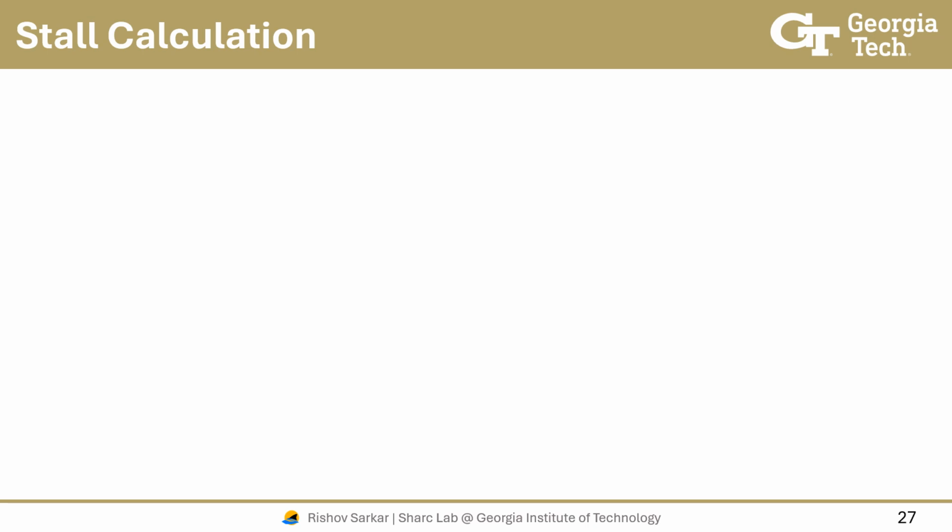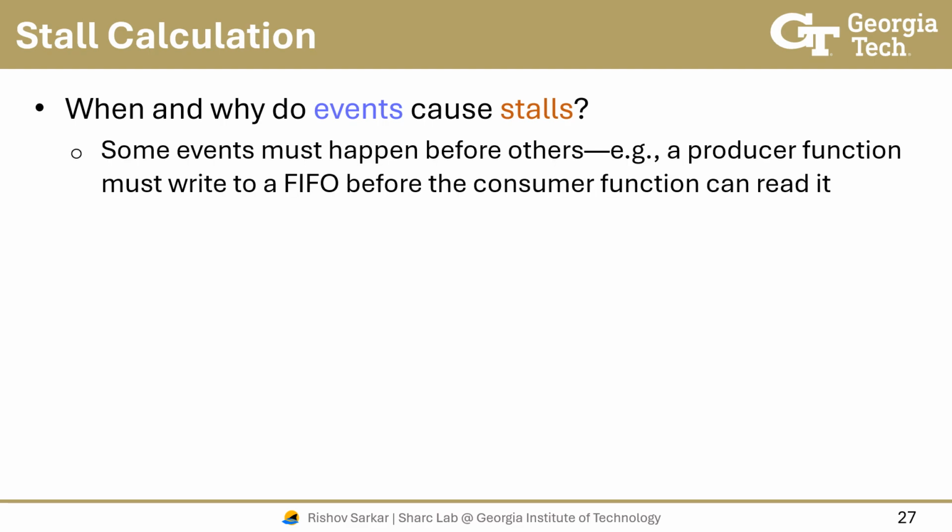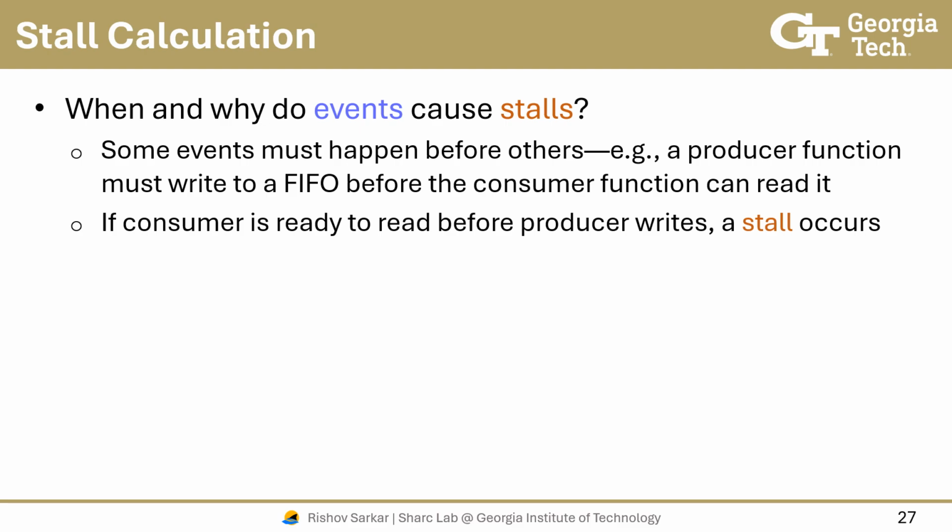Once we have this list of events, the next step is stall calculation. To understand how this works, let's consider, when and why do events cause stalls? Well, some events have to happen before others. For example, consider a data flow design, where a producer function is writing to a FIFO that a consumer function is reading from. If the consumer function is ready to read an element before the producer function has written that element, then the consumer function will be stalled until the producer function writes to the FIFO.